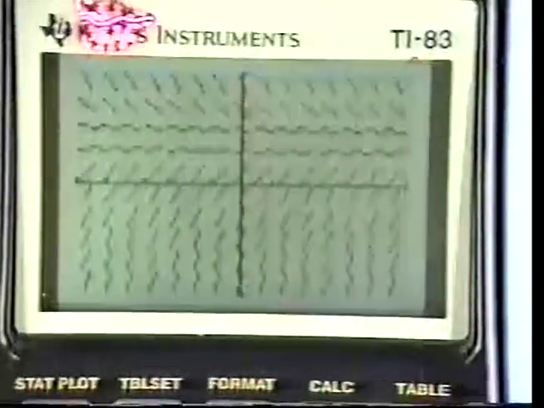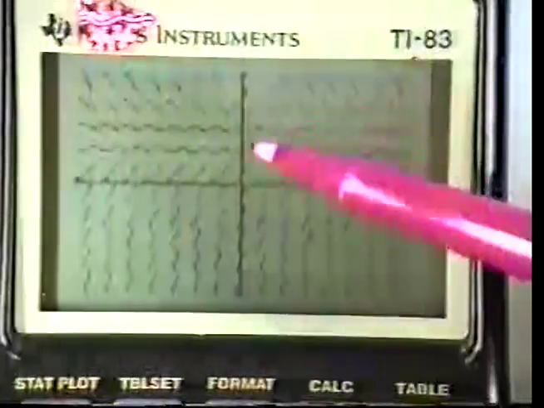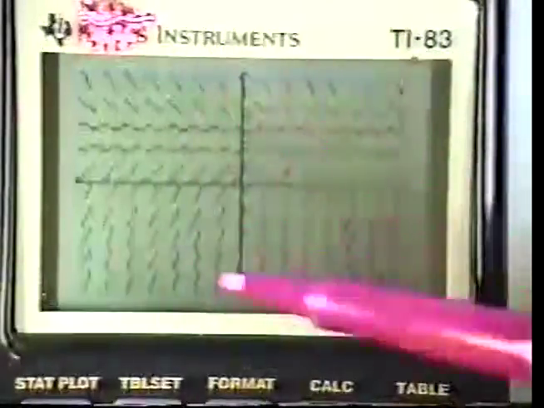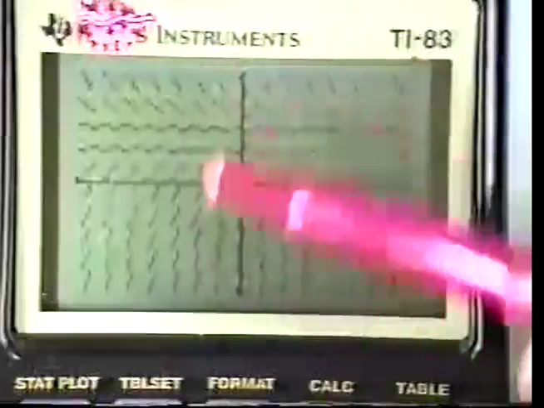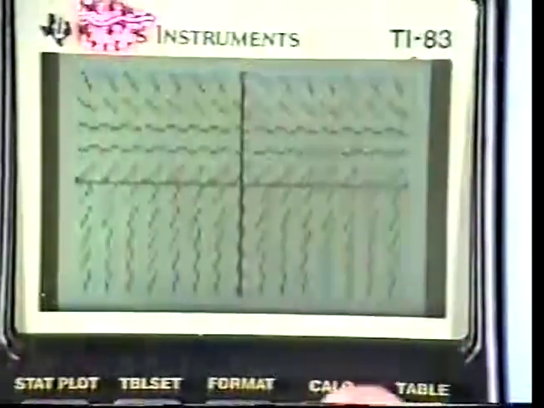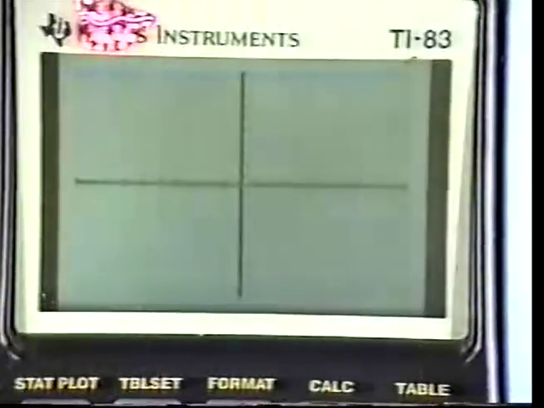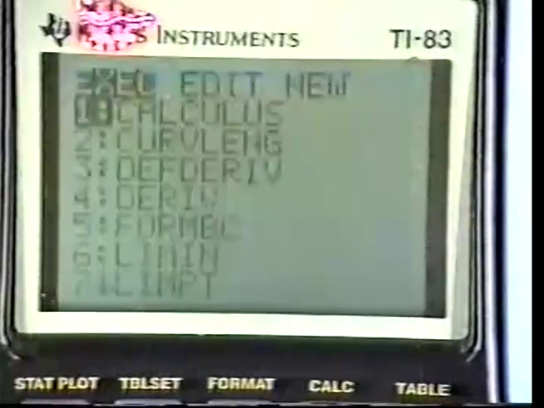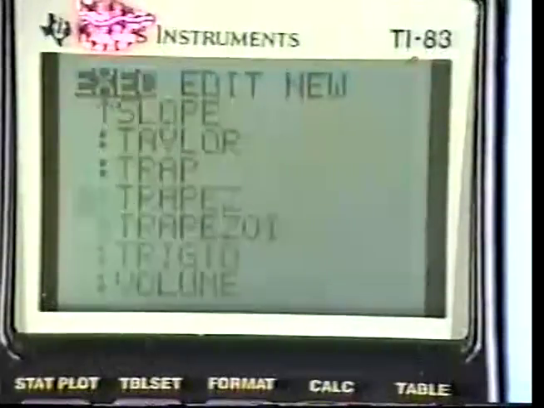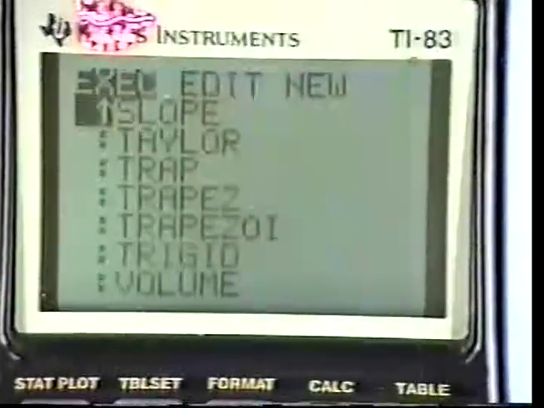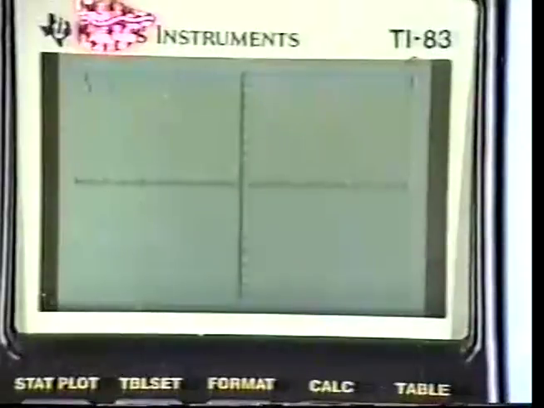Let's do it a little bit differently. I want to zoom out just a little bit more on this thing. I want to go back to the standard zoom to get a little bit bigger picture, if you don't mind. So I'm going to go back to zoom 6, which is the standard zoom. And now I've got to rerun the program. It's a little awkward, but it certainly beats computing one by hand.